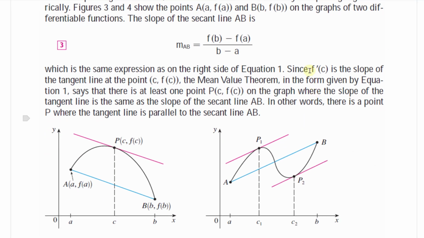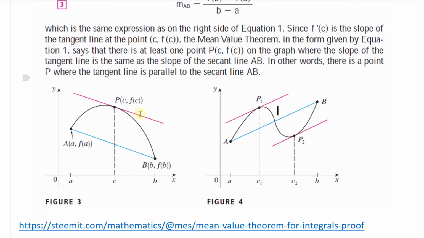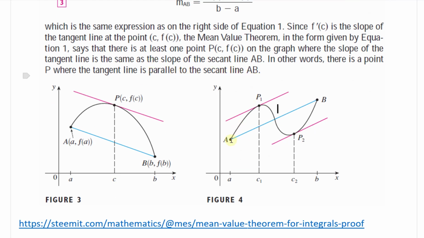Since f prime of c is the slope of the tangent line at the point c, f of c, the mean value theorem in the form given by equation 1 says that there is at least one point P. You can have multiple, P1, P2, but at least one. P has x equal to c and y equal to f of c on the graph, where the slope of the tangent line is the same as the slope of the secant line AB. In other words, there is a point P where the tangent line is parallel to the secant line. The secant is from A and B, and this is tangent to this point.